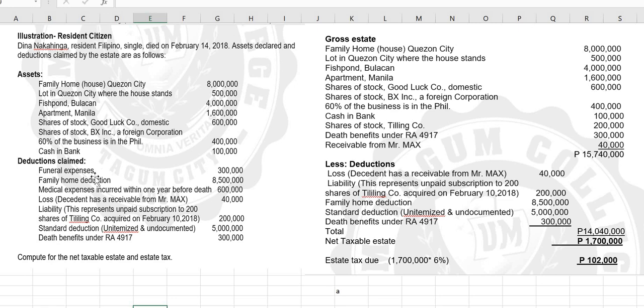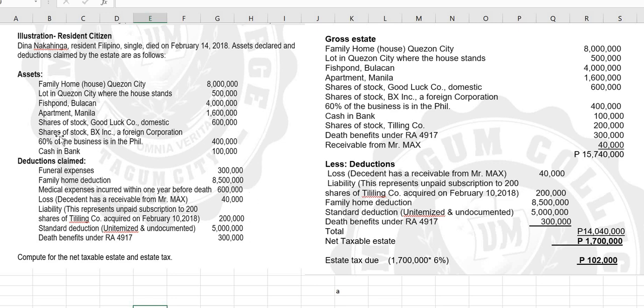And then the deductions claimed: funeral expenses, 300,000. Family home deduction, 8.5 million. Medical expenses incurred within 1 year before death, 600,000. Loss: the decedent has a receivable from Mr. Max, 40,000. Liability: this represents unpaid subscription to 200 shares of Tililing Corporation acquired on February 10, 2018, 200,000. Standard deduction, unitemized and undocumented, 5 million. And benefits received under RA 4917 of 300,000. We are to determine the net taxable estate and estate tax with this given information.